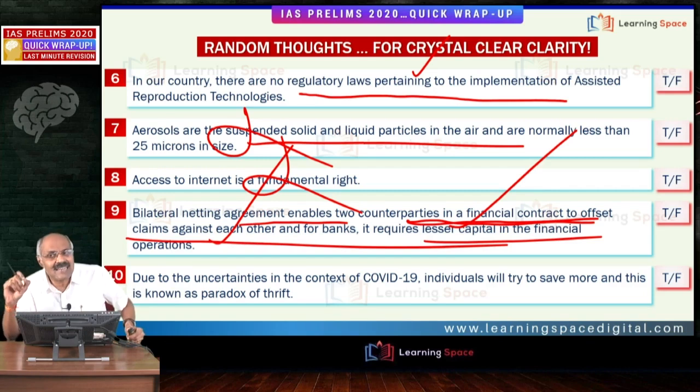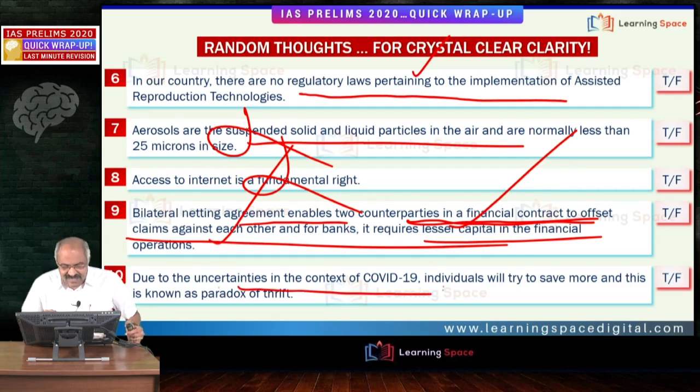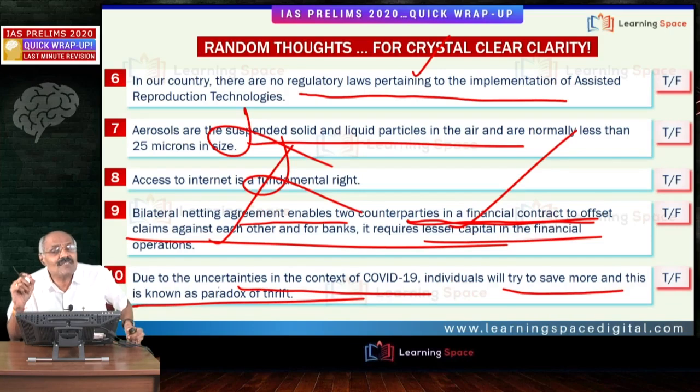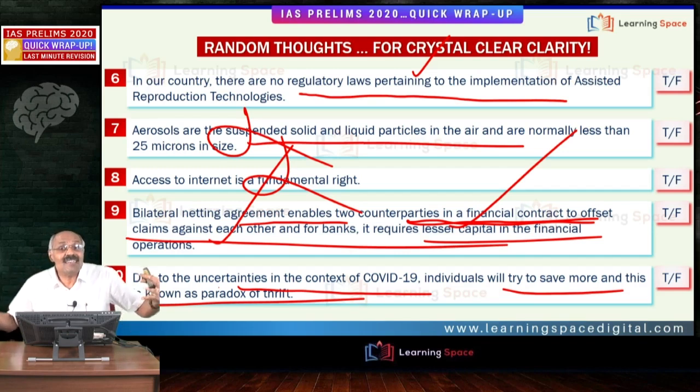This is bilateral netting. Then, due to the uncertainties in the context of COVID-19, individuals will try to save more, and this is known as the paradox of thrift. This word is in the news. Normally, in times of recession, what is to be done? In times of recession, people have to spend more. But in times of uncertainty like COVID-19, fear will be in the minds of the people. People will fear for their future. That's why people will try to save more. This is known as the paradox of thrift.